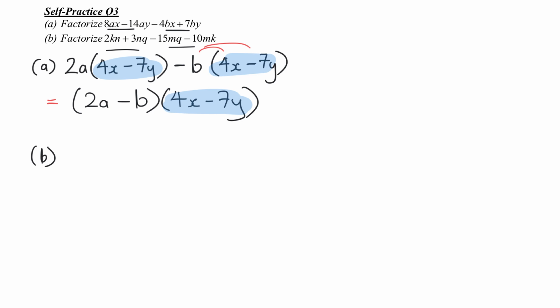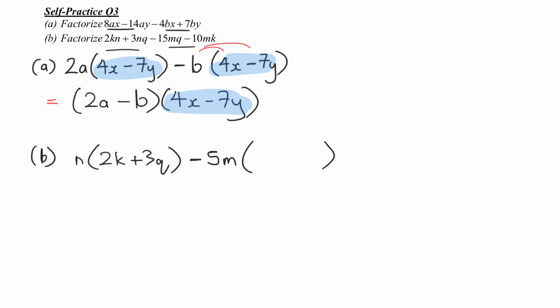Next, again, pair by pair. First pair, we only have a letter n in common. We'll have 2k plus 3q. Second pair, a lot of negatives going on, and by experience, I'm going to try taking out a negative factor, okay? So negative, I see 5 in common, and I see the letter m in common as well.